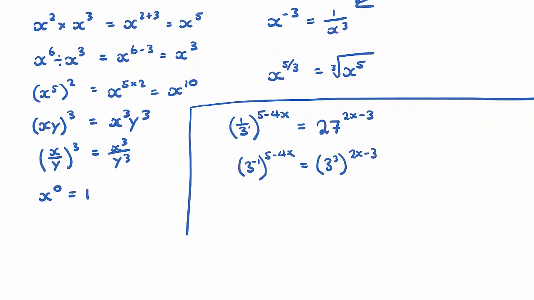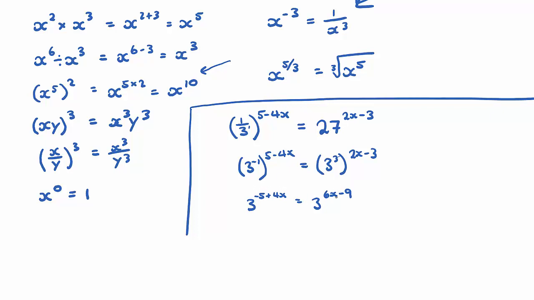Now from here, I have a power to a power. So if I have a power to a power, using this rule here, I multiply my powers. So 3 to the power of, and I multiply negative 1 by both of these terms. It'd be negative 5 plus 4x. And I will have then 3 to the power of, and I multiply the 3, it'll be 6x minus 9. And I've done this such that now I have 3 to the power of something equals 3 to the power of something. And hopefully we can use the recognition step there that 3 to the power of this is 3 to the power of that.